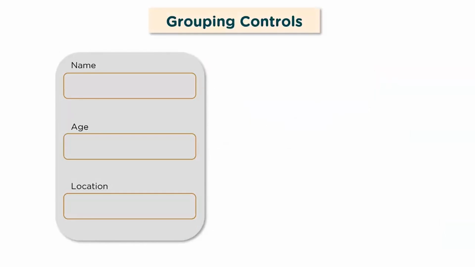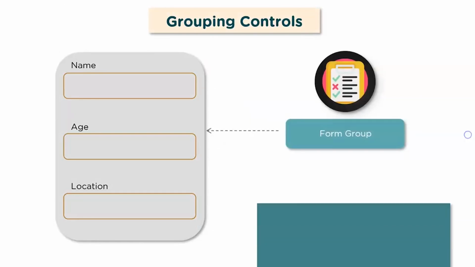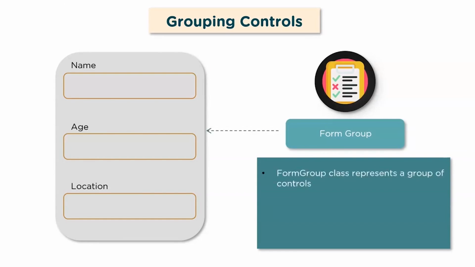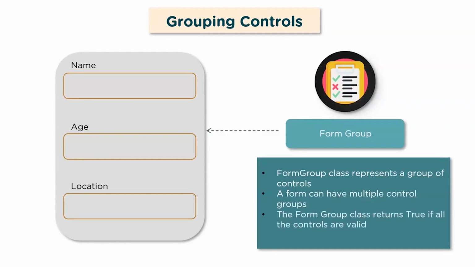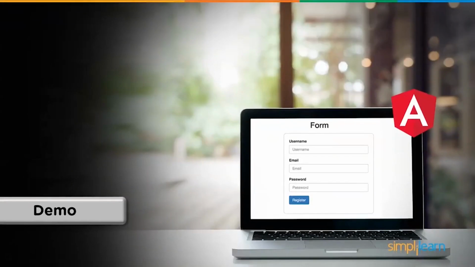Now moving on to form group. So a form group class represents a group of controls. A form can have multiple group controls. The form group returns true if all the controls are valid and provides validation errors if there are any. So I hope this was clear. So moving ahead, let's look at the demo to explain all of these features. I'm sure it will become extremely clear once you look at the demo. So for that, let's head to our VS Code.